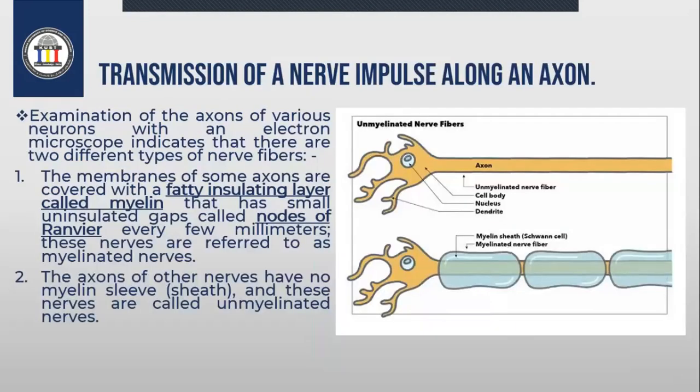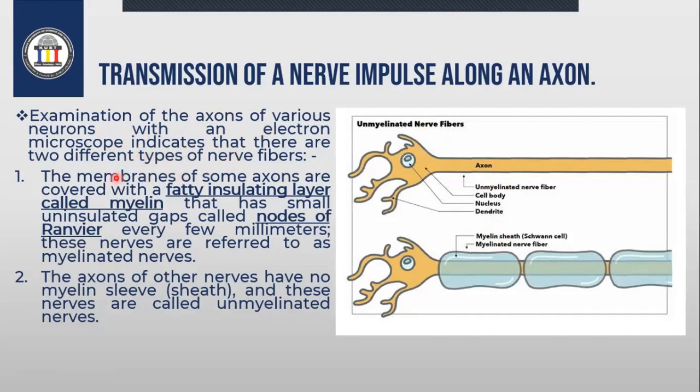All right. In terms of the types of axon, we have two types. We have an axon with an unmyelinated nerve fiber, and we have an axon with a myelin sheath, or myelinated nerve fiber. What's the difference between them? First of all, examination of the axons of various neurons under the electron microscope indicates that there are two different types of nerve fiber.